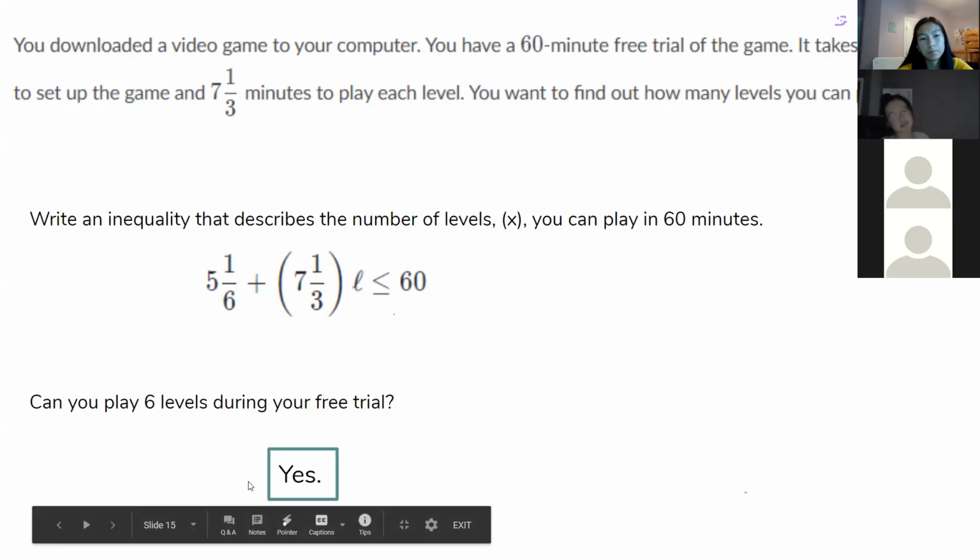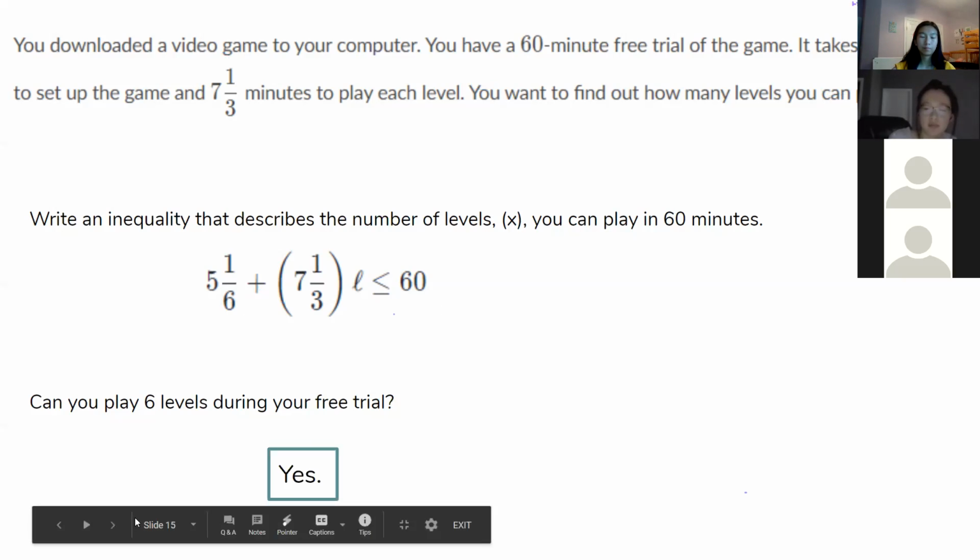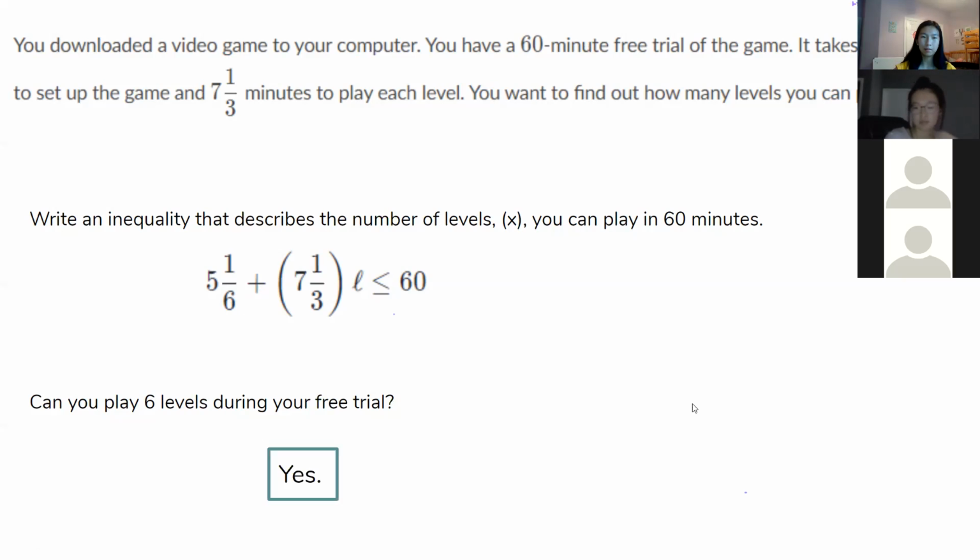So the answer is yes, you can play 6 levels during your free trial, and you would just go about this plugging in 6 as your L. And if you plugged in 6 as your L and the equation worked, then you know that you can play 6 levels during your free trial. Does that make sense? You could also solve the inequality for L and see if that works for 6, but just plugging in 6 is a little bit easier on the math.